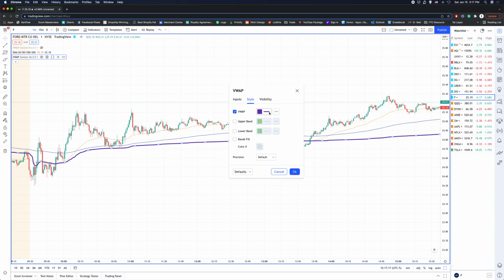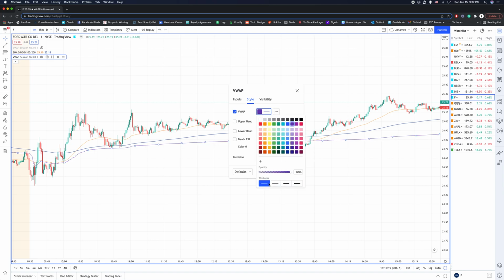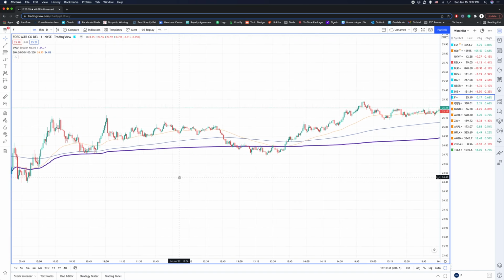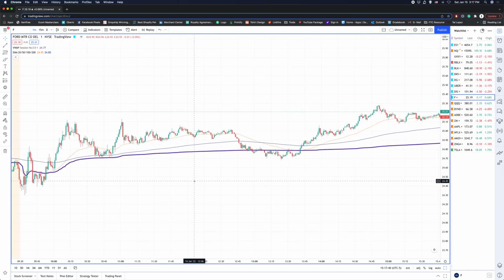And then of course you can change the size of it, the thickness of it. I like it to be really thick because I want to know exactly what's going on, if it's going across the VWAP or if it's not going to cross the VWAP. All right, so that's very simple. I'm going to delete this one because I already have one set. All right, so this is the VWAP, and let's go back to the rules so I can explain why we use the VWAP.